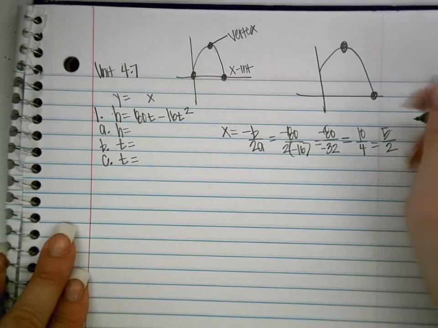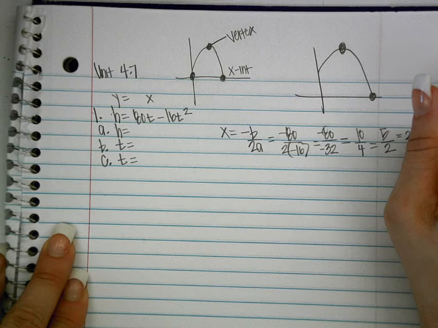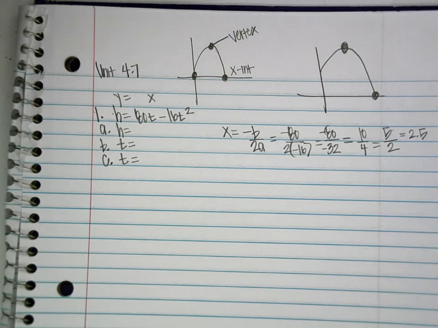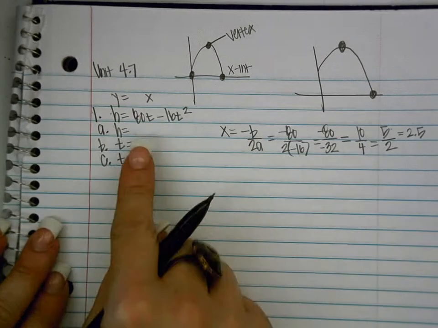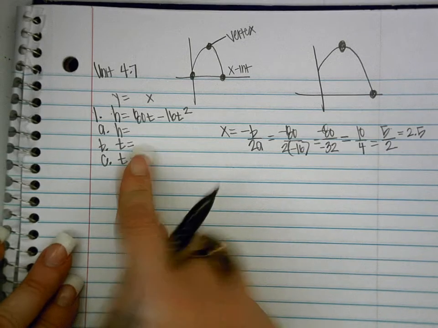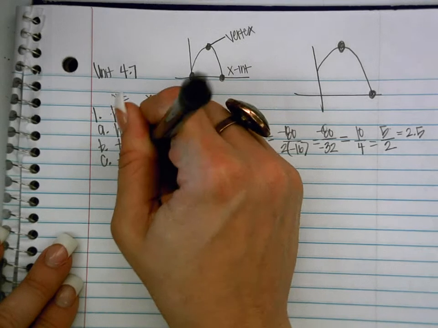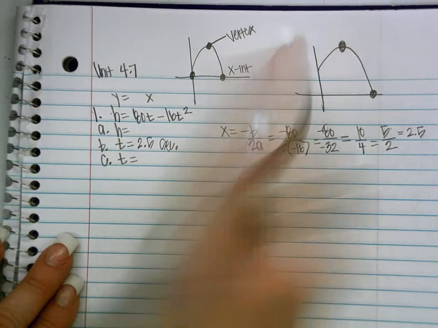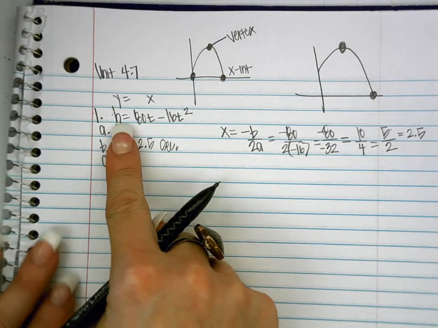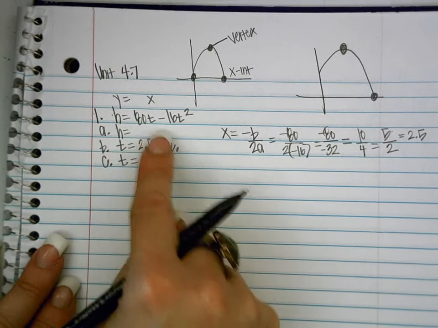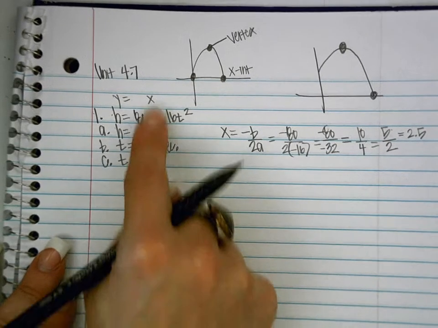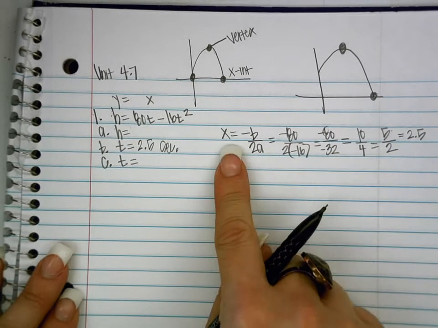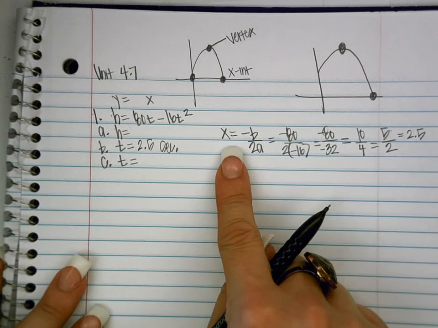Okay? So depending on the problem, sometimes you have to convert it. Usually I'll tell you guys to just leave them in improper fractions, but this is a time when an improper fraction doesn't really make sense. So here, the time to get to its maximum height is 2.5 seconds. How do you know that's time? Because here, h is in the y spot, t for time is in the x spot, and we just solved for x. So you just kind of have to look at your original equation.